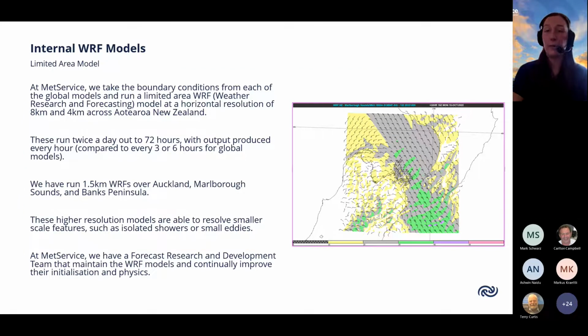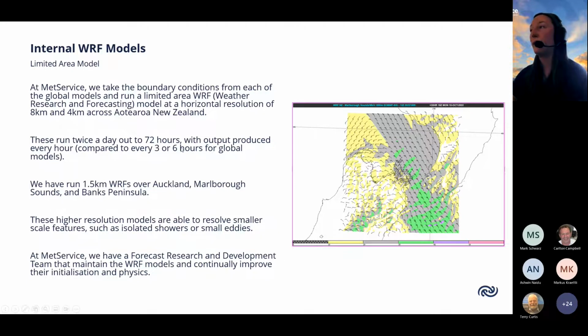So those are the global models. At Met Service, we also run our own models. It's a limited area model and we call it a WARF. So what we do is we take those 3 global models and we use their conditions to run smaller, finer resolution models over the country.